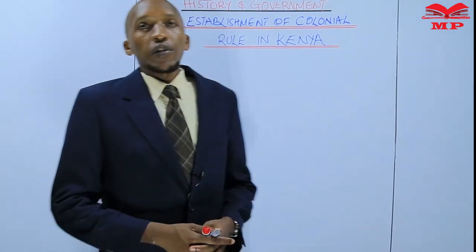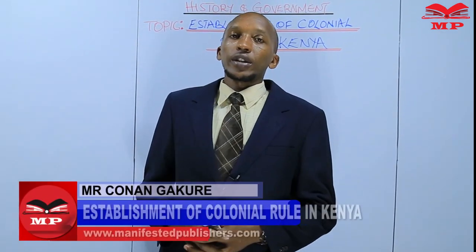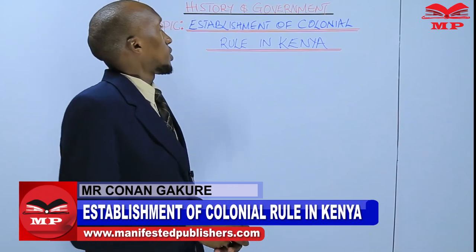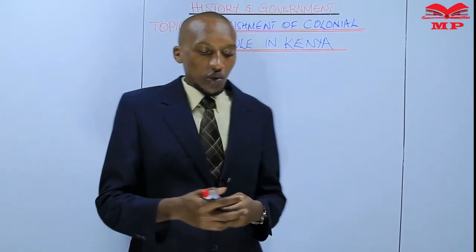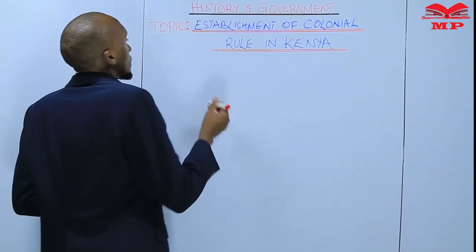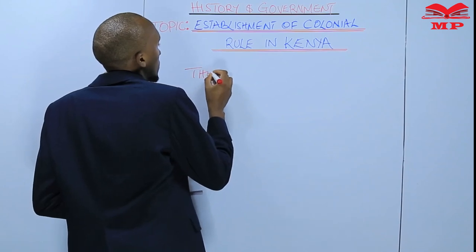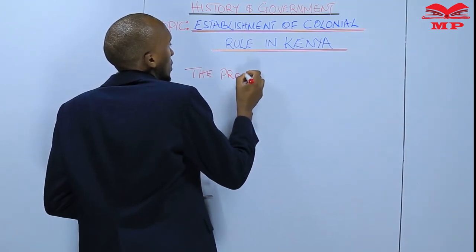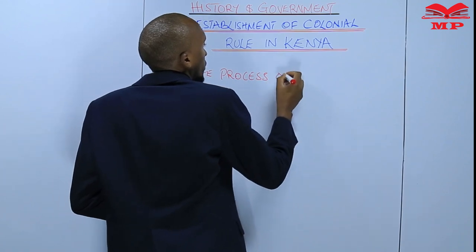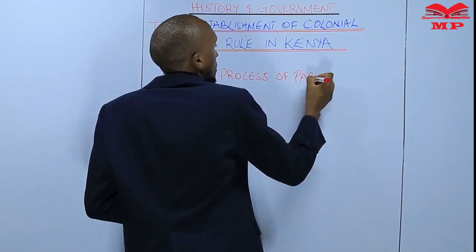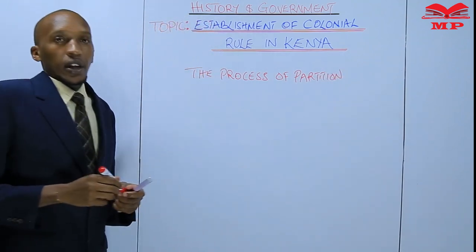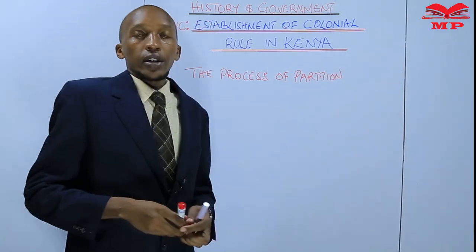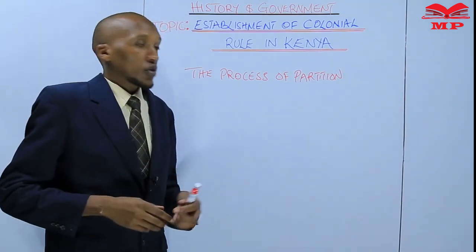Welcome to History and Government Form 3. We are having a lesson in establishment of colonial rule in Kenya. That is the second topic. And today we are going to look at the process of partition leading to the Kenyan territory.